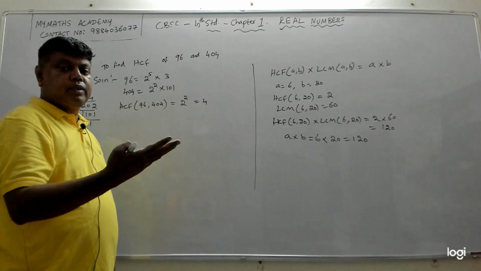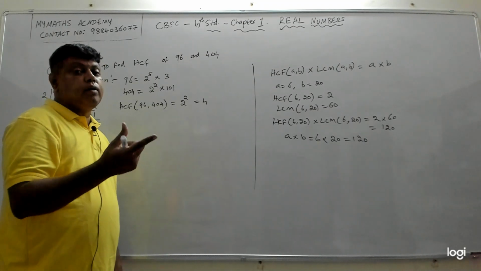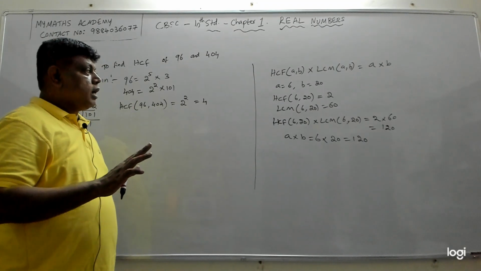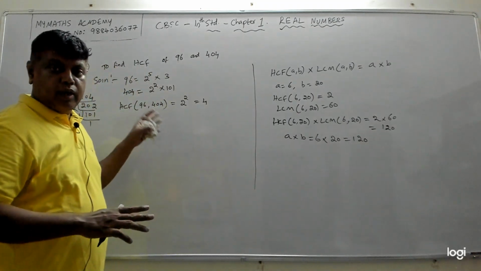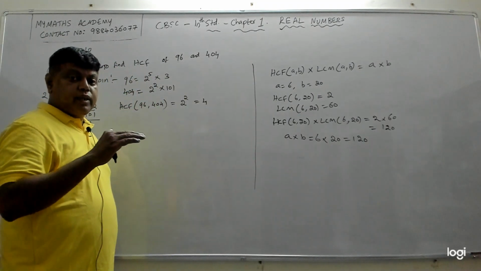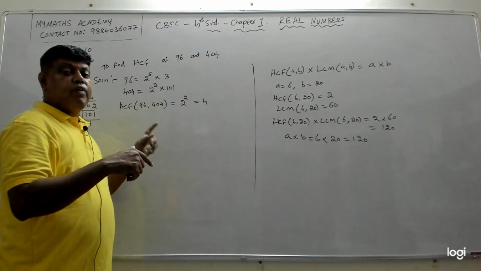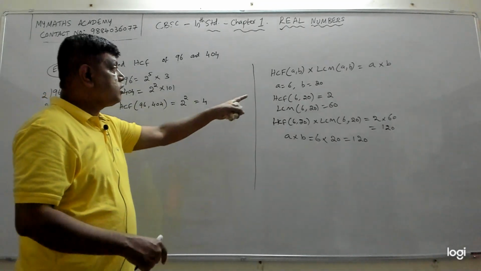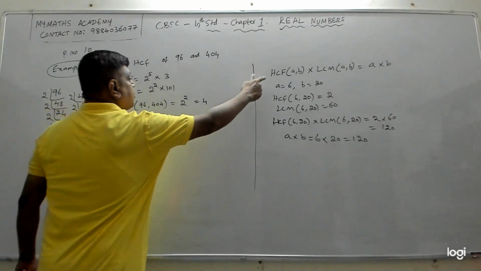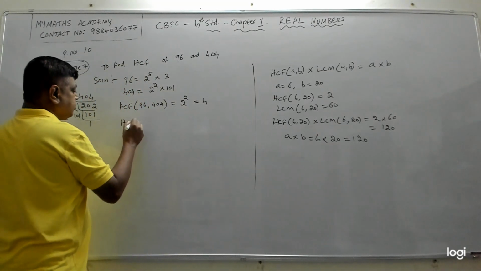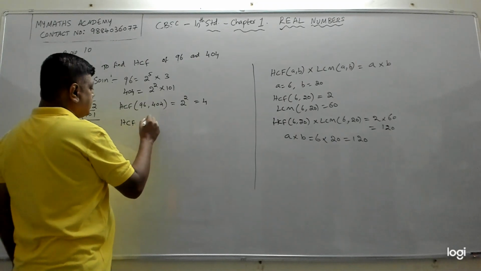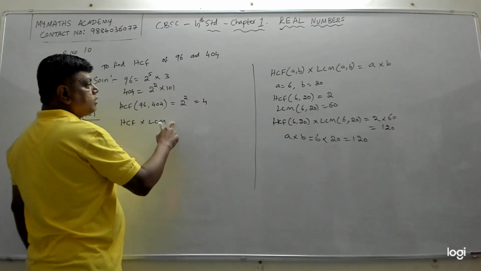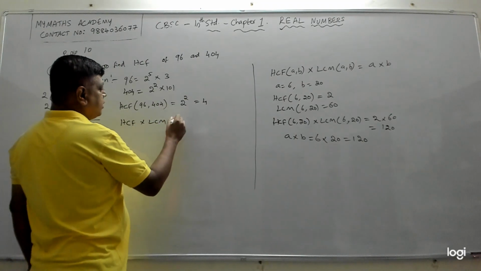Hence find LCM means they are not saying find LCM by the prime factorization method. Otherwise we would have found that using the earlier problem. They are saying that after finding HCF, using HCF find LCM. How do we find LCM using HCF? We will use this formula: HCF into LCM of two numbers is equal to A into B.